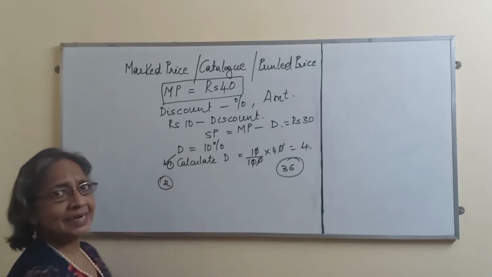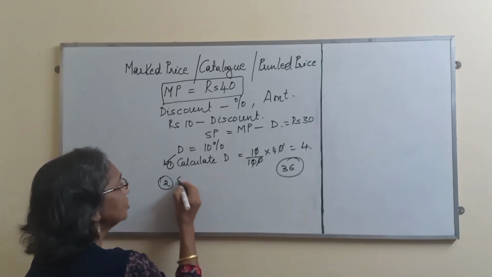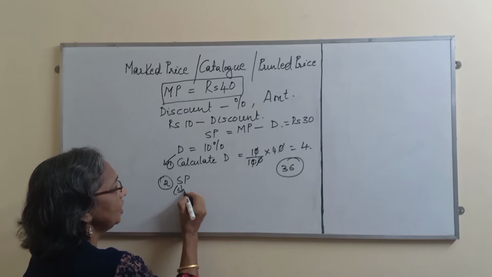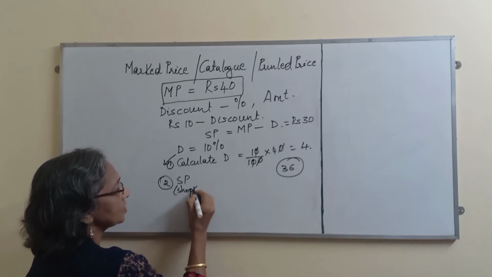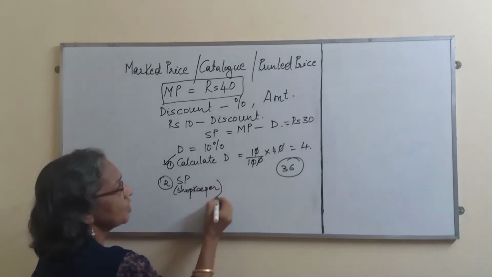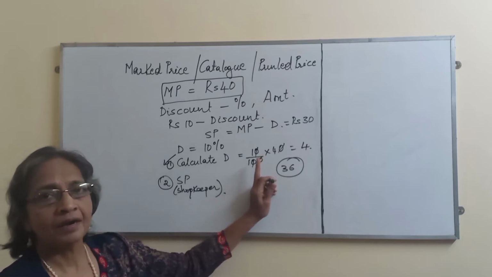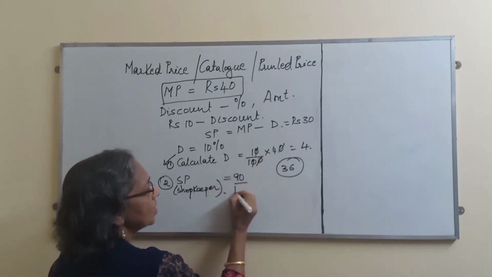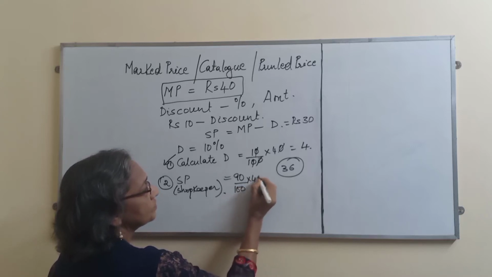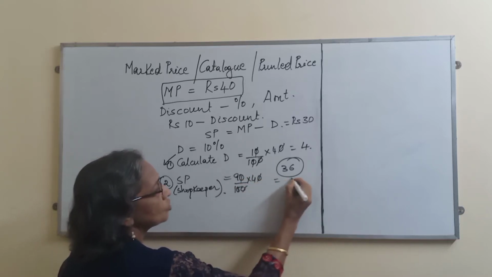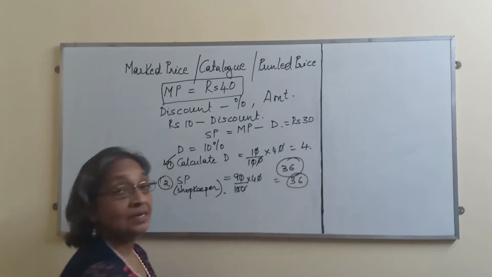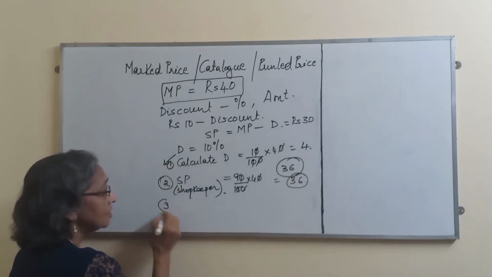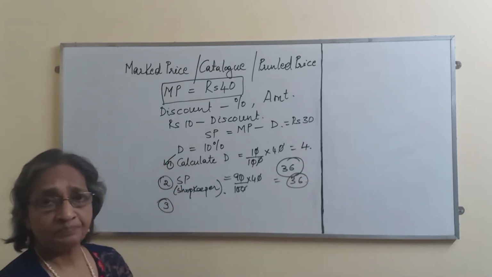Second, you can directly find the selling price. Whose selling price will this be? The shopkeeper's. Now if he is giving you a discount of 10%, that means he will be charging you 90%. So this also comes out to be 36. And the third method is by the ratio method.